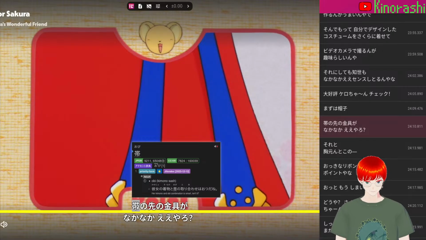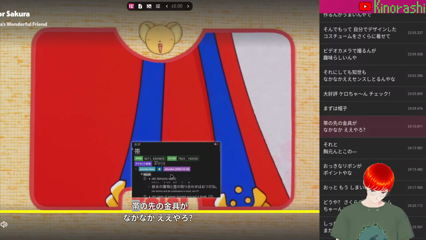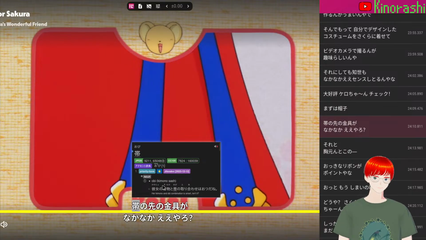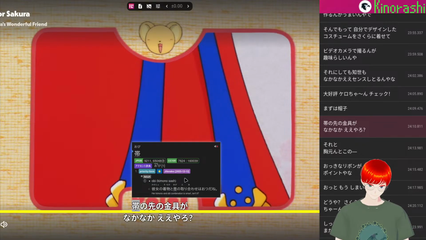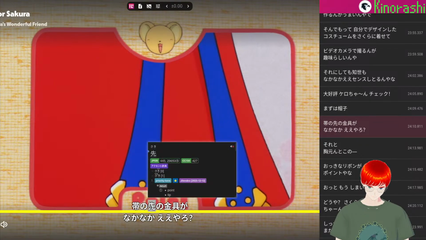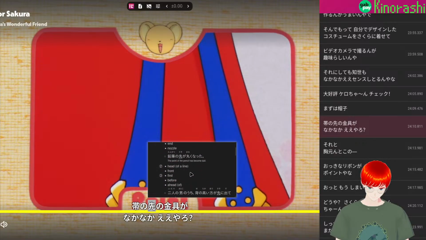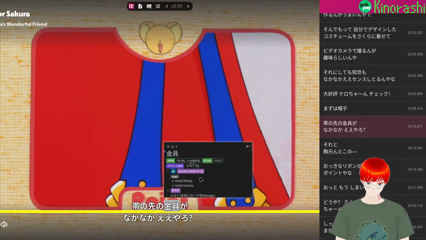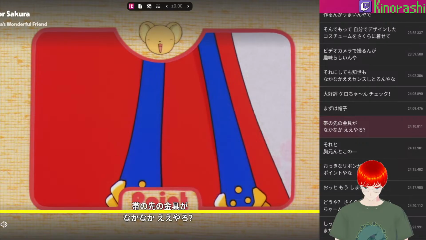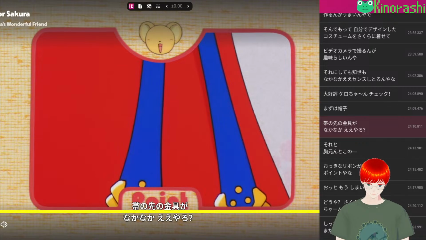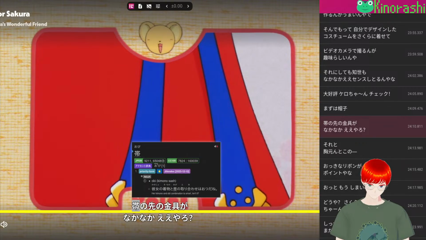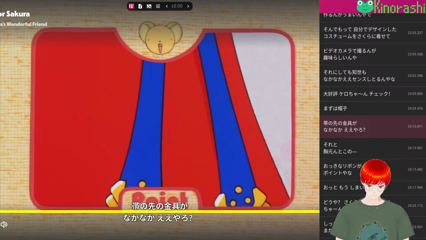A lot of descriptor words. Obi. Obi no saki. Kimono sash. Okay, so this is like a kimono sash. Obi no saki. Okay, I'm guessing a head. And then kanagu. Metal fittings, fixtures. So Obi no saki no kanagu ga nakanaka e yaro. So it isn't the sash ahead, metal fixtures extremely good?